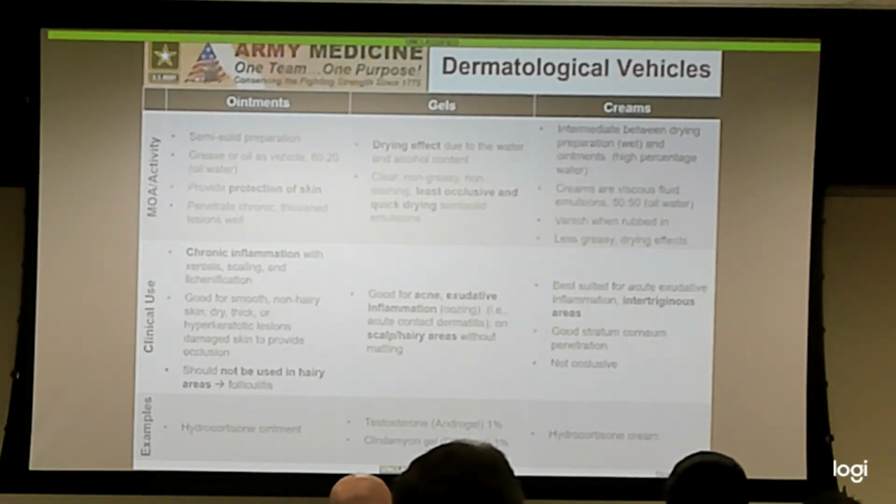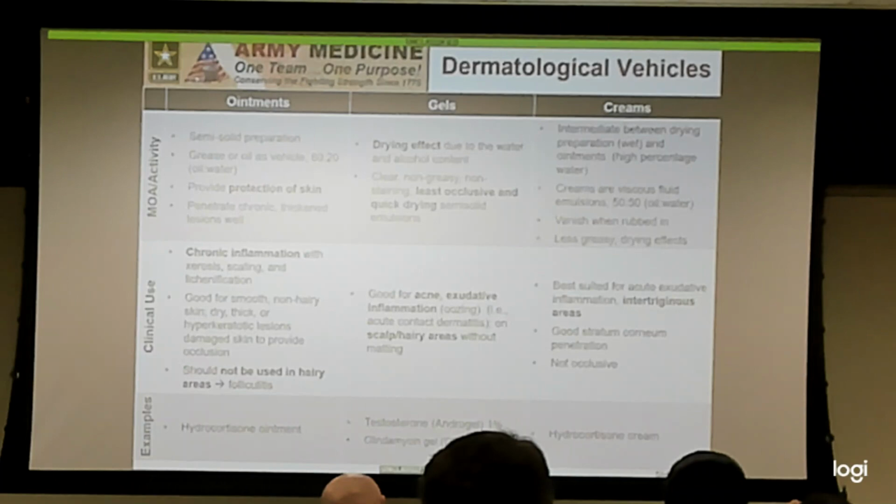Our clinical use that we're using it for, chronic inflammation, people who have, whenever I was talking to you guys earlier, different types of eczema and stuff like that, where they have those thick plaques, those are different conditions that you can use it in. So if they have thick plaques that are forming or dry skin, ointment is your vehicle of choice, okay? Do not use it, we already talked about this, in our hairy areas. It's just going to make a mess, and then it's going to clog up their pores, and then they're going to come back to you because they're going to have folliculitis in those areas from the greasy ointment just building up in those hair shafts, okay?